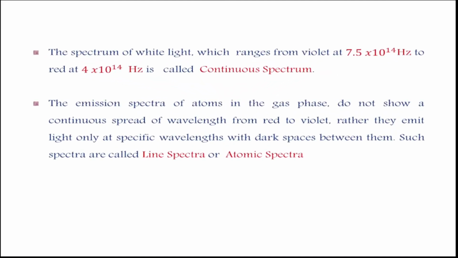The spectrum of white light, which ranges from violet at 7.5 × 10^14 Hz to red at 4 × 10^14 Hz, is called continuous spectrum. The emission spectra of atoms in the gas phase do not show a continuous spread of wavelength from red to violet. Rather, they emit light only at specific wavelengths with dark spaces between them. Such spectra are called line spectra, or also atomic spectra.